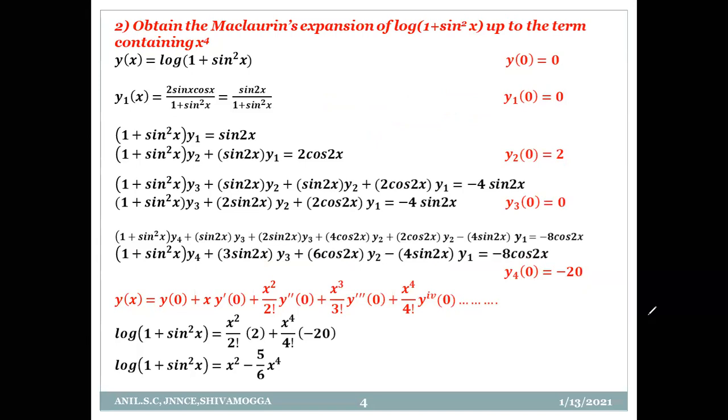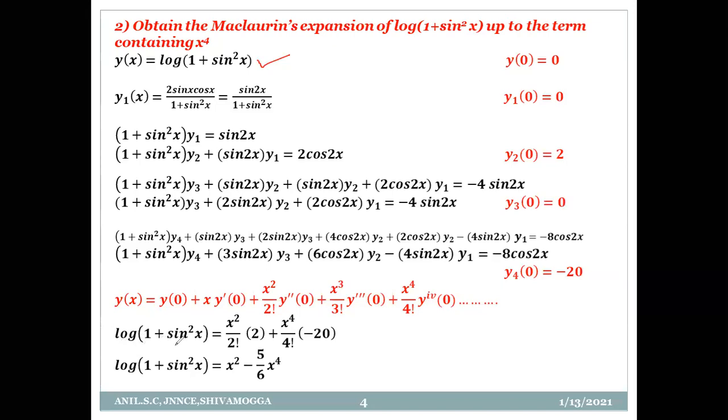First write the series up to fourth degree term. That is y of 0 plus x into y dash 0 plus x square by 2 factorial into y double dash 0 plus x cube divided by 3 factorial into y triple dash 0 plus x power 4 divided by 4 factorial into fourth derivative at x is equal to 0. Substitute y of x is log of 1 plus sin square x.